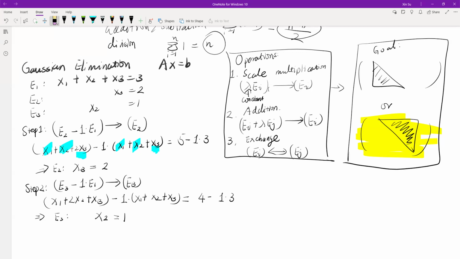Step 3 is to change the rows, equation 2 and equation 3. If I just change the position here, I'm going to move this up and move this down, and I got this. First, I'm going to move it here.